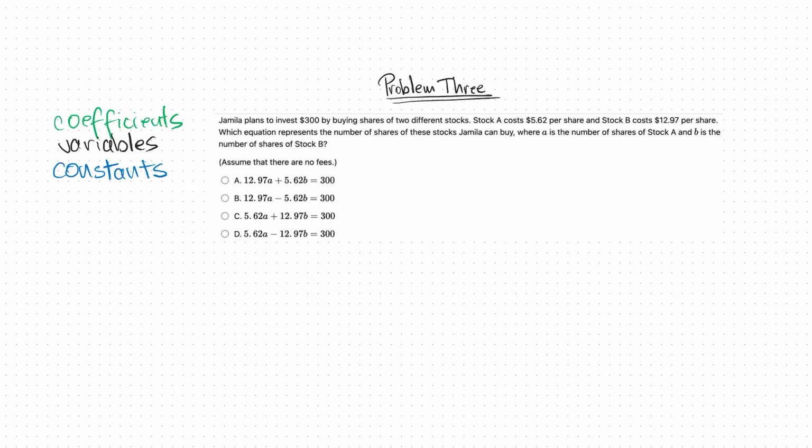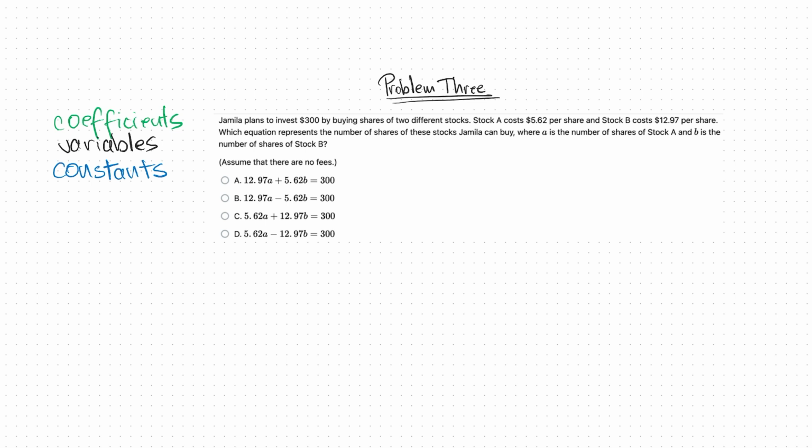Now for the final problem, we have a word problem, so we're probably going to have to translate this from English into math. Let's take a look. Jamila plans to invest $300 by buying shares of two different stocks. Stock A costs $5.62 per share, and stock B costs $12.97 per share. Which equation represents the number of shares of these stocks Jamila can buy, where A is the number of shares of stock A, and B is the number of shares of stock B, assuming that there are no fees.